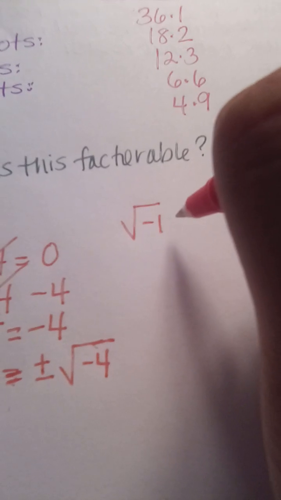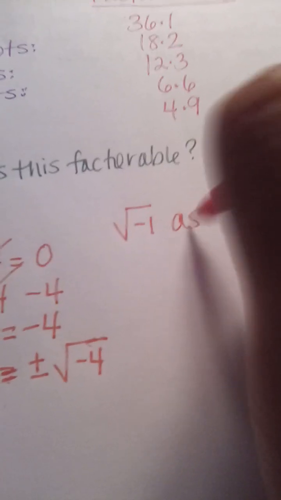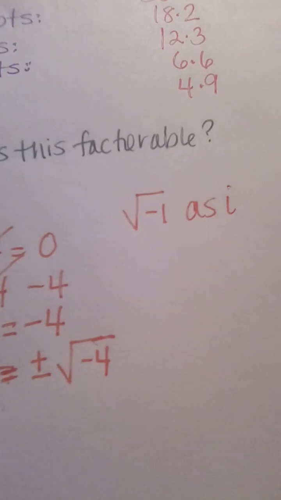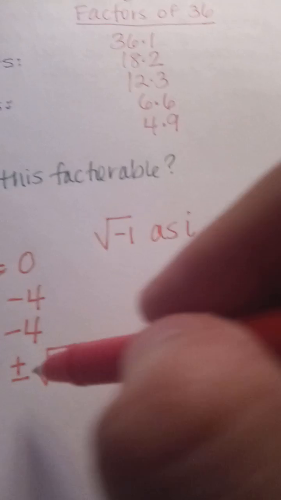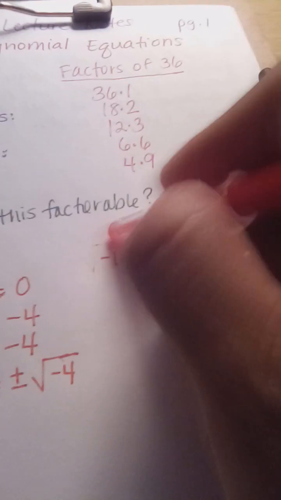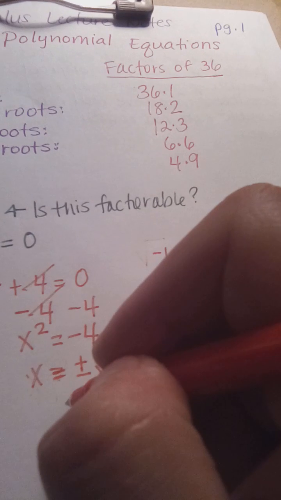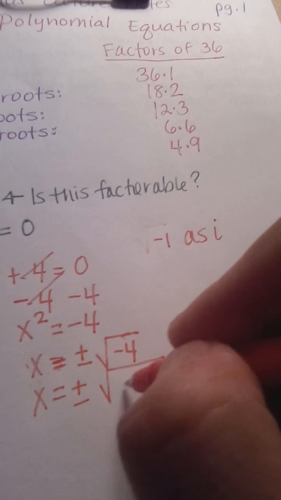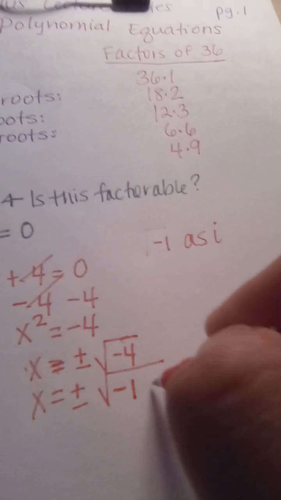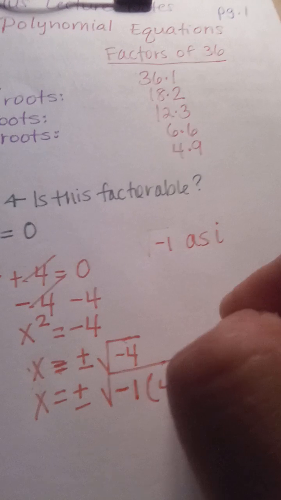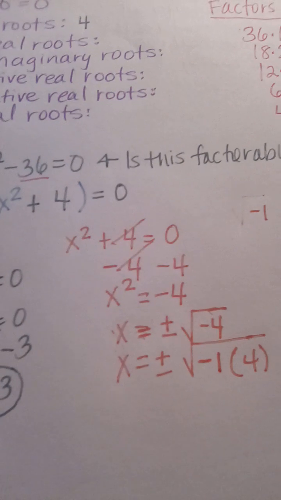When you have the square root of a negative number, it'd be as i. Remember our i's? We'll place this in here. Negative 1. I'm sorry. My apologies. The square root of negative 1 as i, right? When you see the square root, we'll put this negative 1 as i. Let me go back here. X equals plus or minus, open parentheses, negative 1 times positive 4. That's how you get the negative 4 right there. Okay, negative 1 times 4.